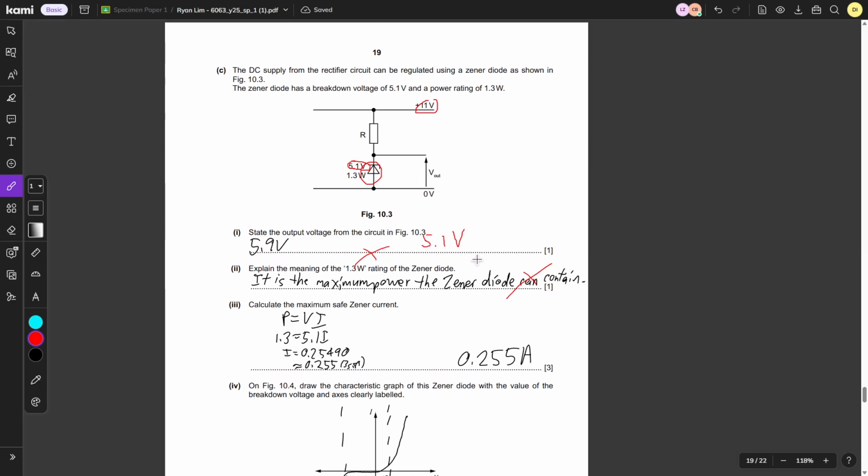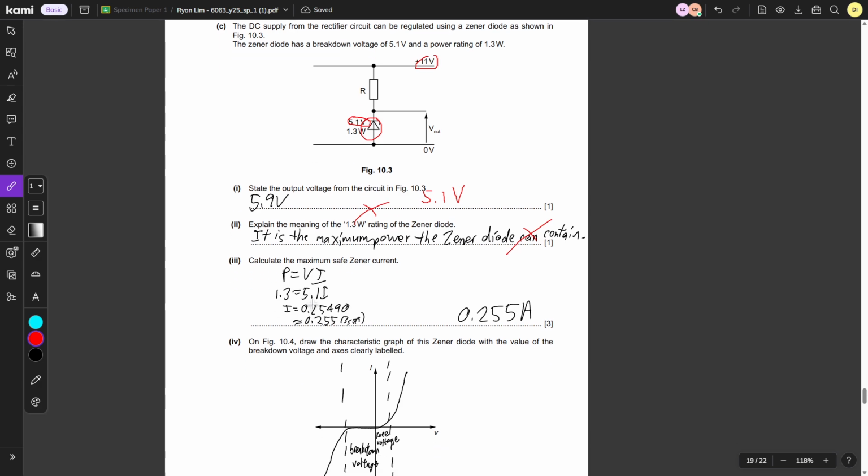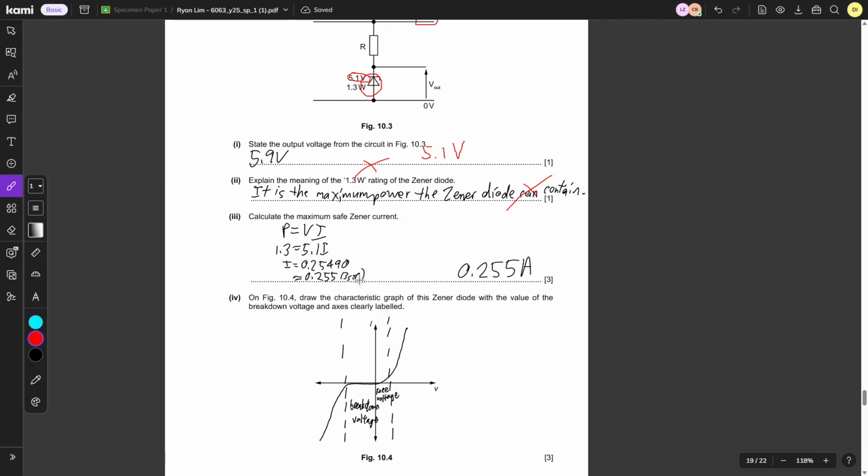Calculate the maximum safe Zener current. Okay, your voltage will be 5.1, 1.3 watts, P equals VI. Yes. If the calculation is correct, you are correct. I'm not gonna check. So you get 3 marks.